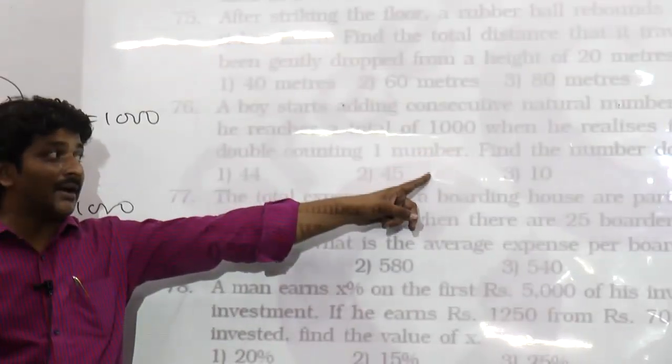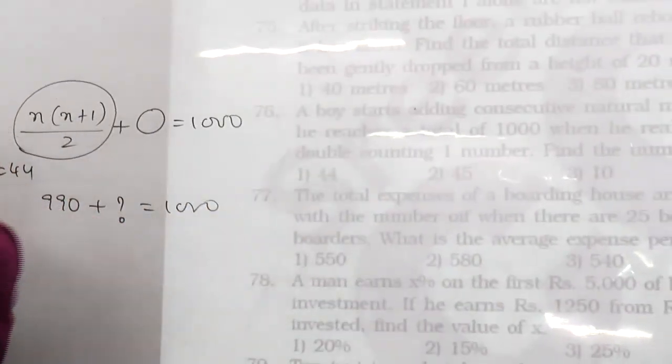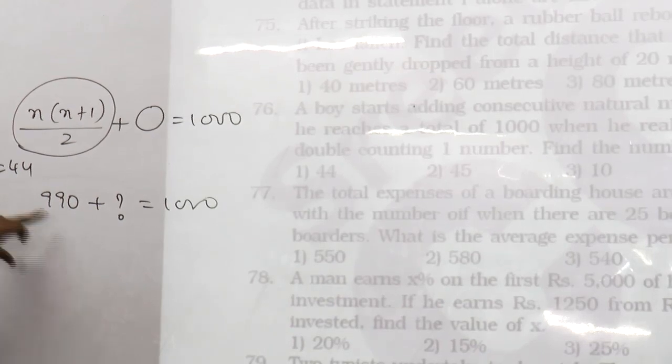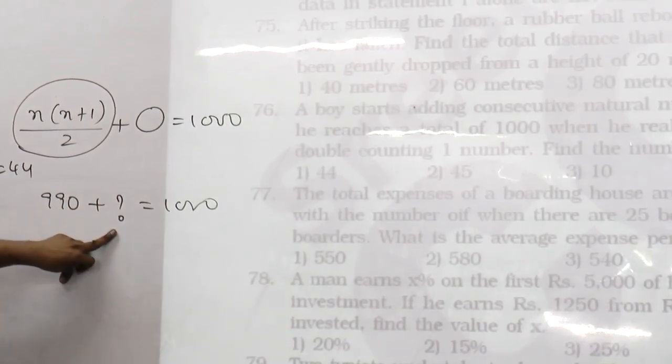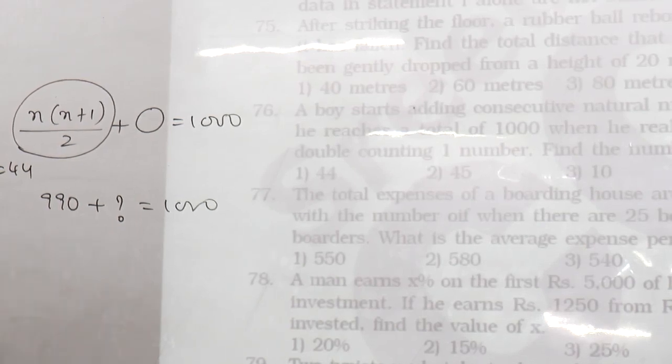Your question is the number which was counted for the second time. 10 is already here in 990, but after that you need to add 10 more. So 10 is your final answer.